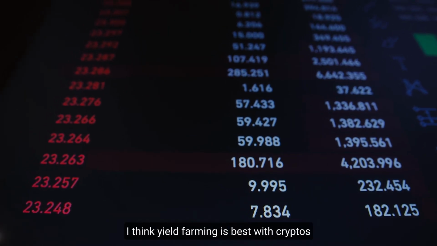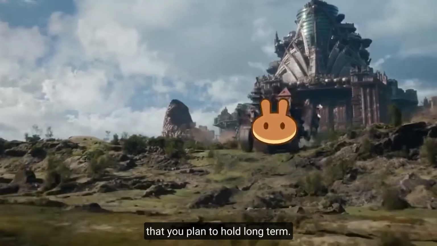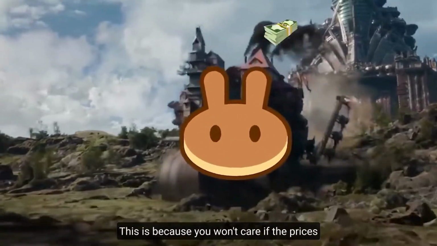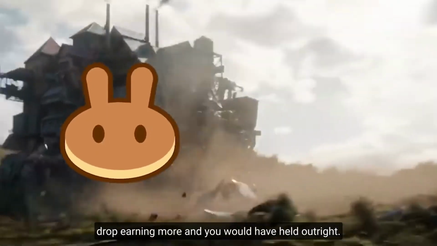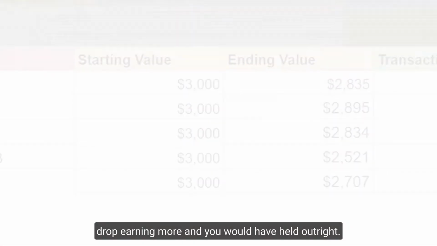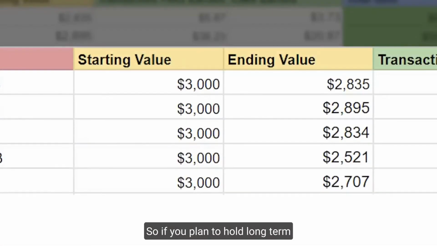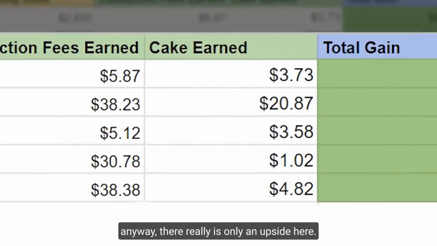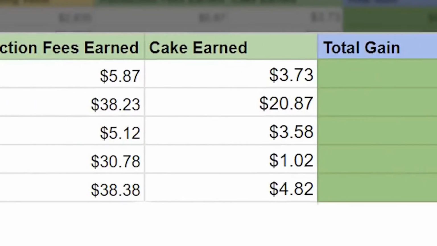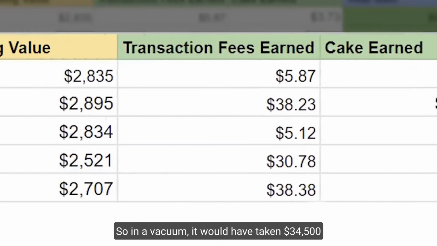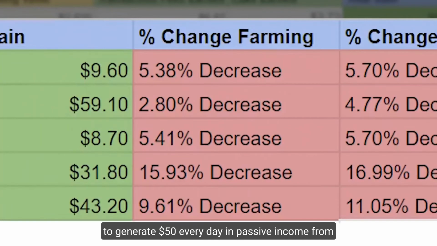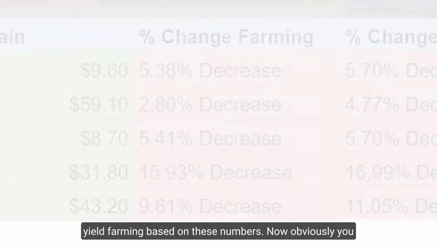I think yield farming is best with cryptos that you plan to hold long term. This is because you won't care if the price drops, earning more than you would have held outright. So if you plan to hold long term anyway, there is really only an upside here. So in a vacuum, it would have taken $34,500 to generate $50 every day in passive income from yield farming based on these numbers.